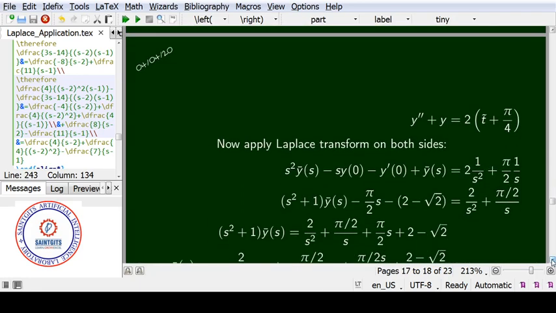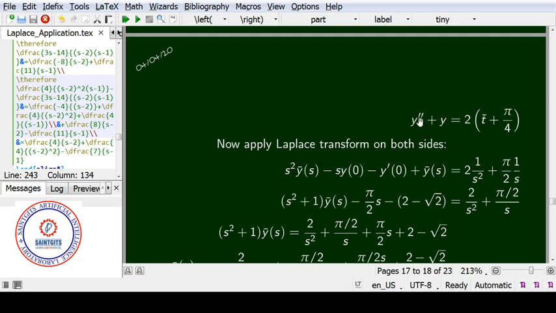So solution, as usual we write the given ODE with a transformation. Instead of t I put t tilde plus t naught, that is t tilde plus pi by 4. When we simplify the right side, we got 2 t tilde plus 2 into pi by 4, that is pi by 2. Apply Laplace transform on both sides.